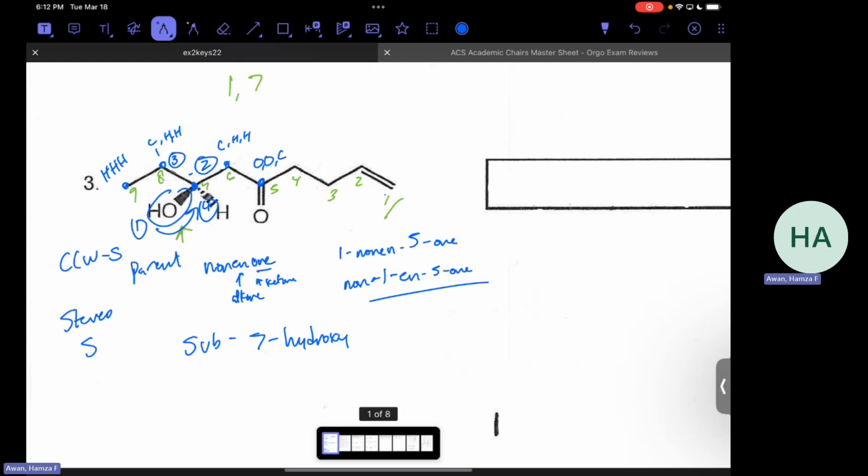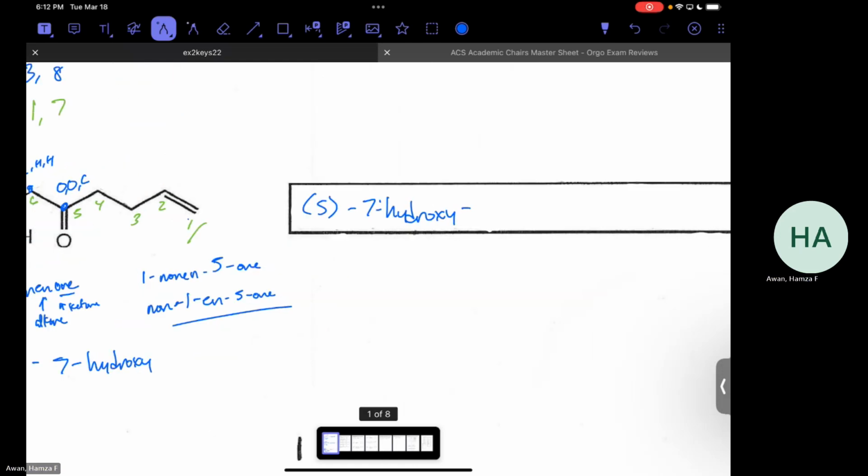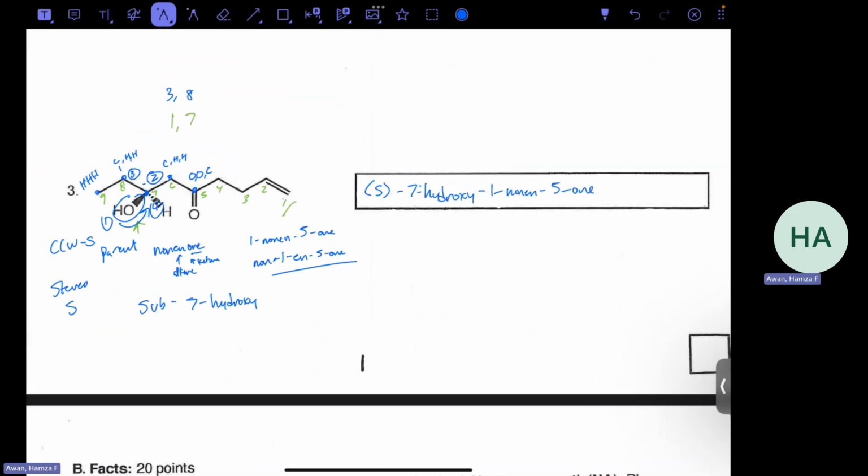And if we put it all together, S-7-hydroxy-non-1-en-5-one. And that will be our parent chain name. Are there any questions on how I got that answer?